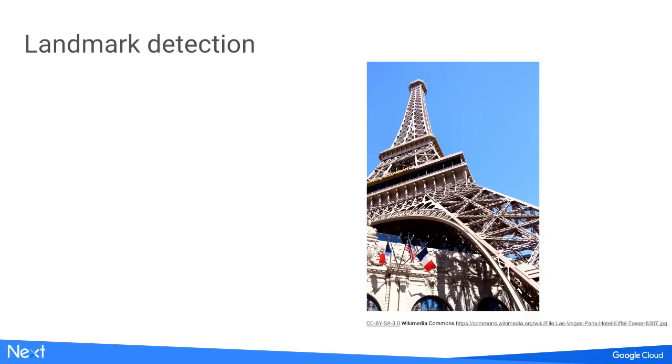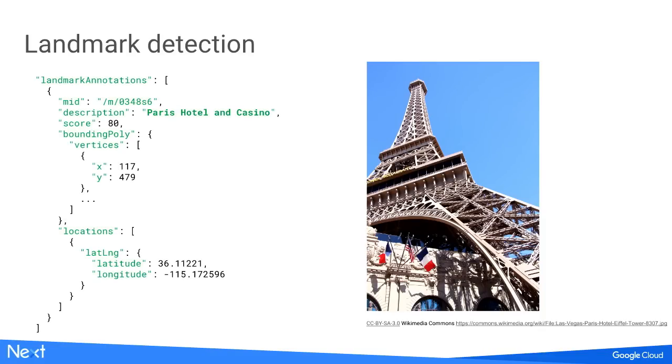The next feature I want to show you the response for is landmark detection. We have a picture here of what looks like the Eiffel Tower. It's actually the Paris Hotel and Casino in Las Vegas. I wanted to see if the Vision API was fooled, and it was not. It correctly identified this as the Paris Hotel and Casino. You can see that MID in the JSON response. That's an ID that maps to Google's Knowledge Graph API, which will give you a little more data about the entity. And it also tells us the latitude and longitude of where this Paris Hotel and Casino is.